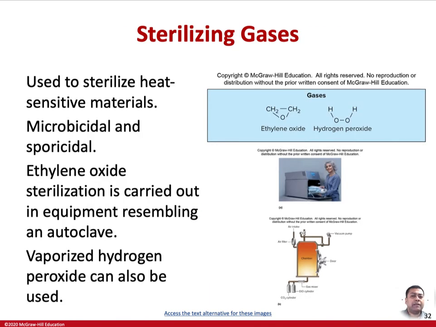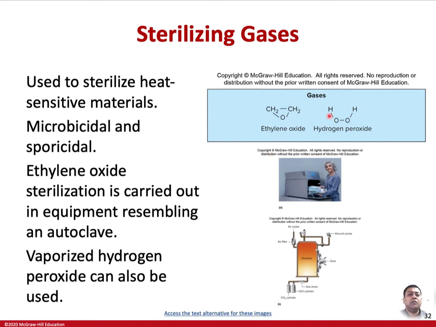So what you are seeing here are the sterilizing gases used to sterilize heat-sensitive material. These can be microbicidal or sporicidal. Ethylene oxide is carried out in equipment resembling an autoclave, and many times these are used to disinfect, like, disposable hospital gowns before they are being thrown out. They can be used for those. Also, vaporized hydrogen peroxide can also be used.